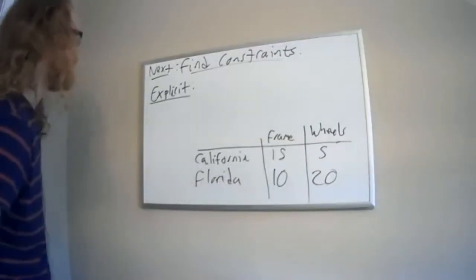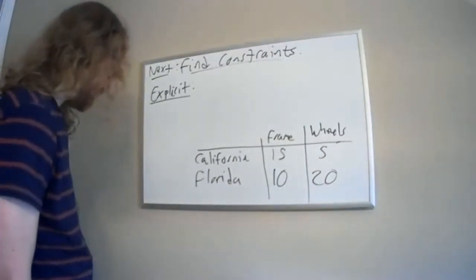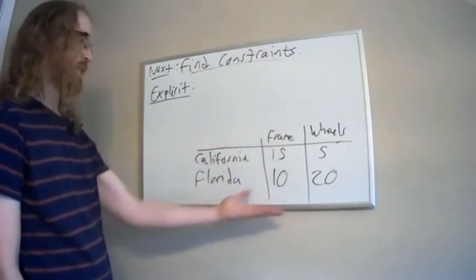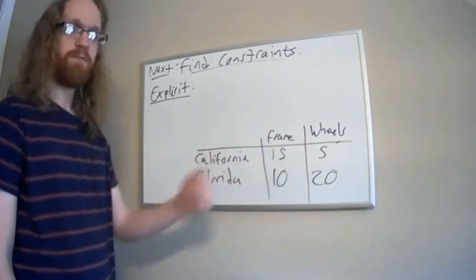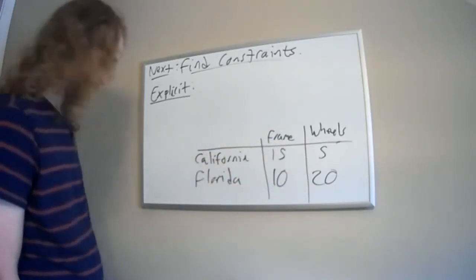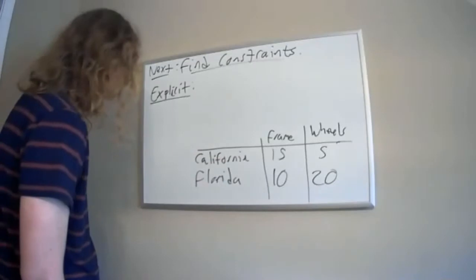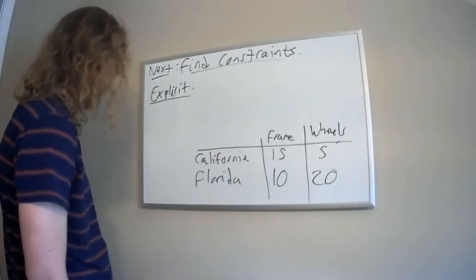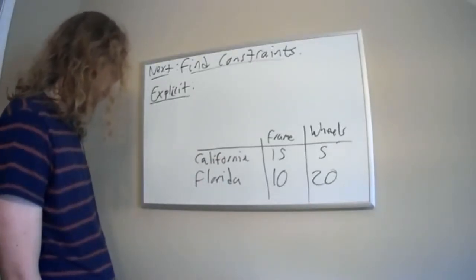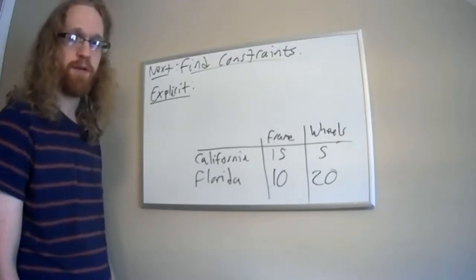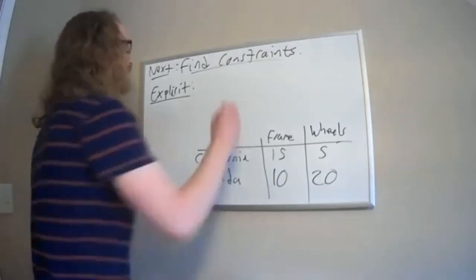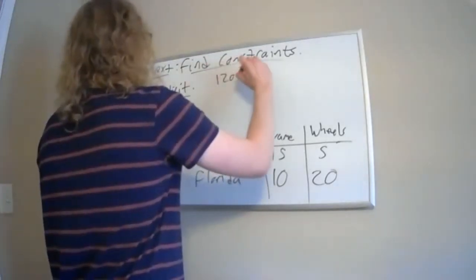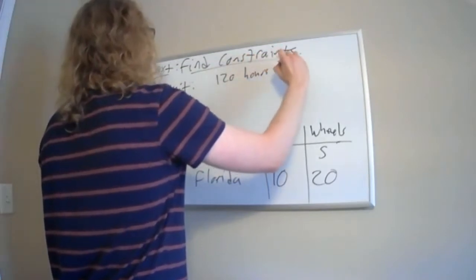And so what do I mean? Well, in this case, what information have we been given? We've been given this information about how much time it takes to do each operation to produce each kind of skate. And they also told us that we have a certain amount of time available in total. We only have 120 hours available per day.